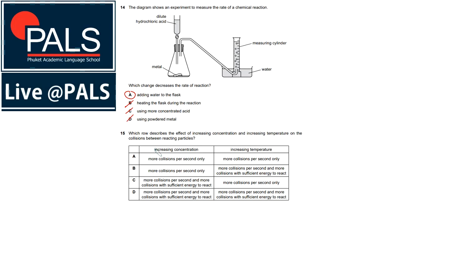So more close together means there's a greater chance that they collide, so more collisions per second. Increasing the temperature will give us more collisions per second because particles move faster. So if they move faster, they're more likely to collide. And as well, because they have more kinetic energy, we will have more collisions with sufficient energy to react. So answer B is correct.